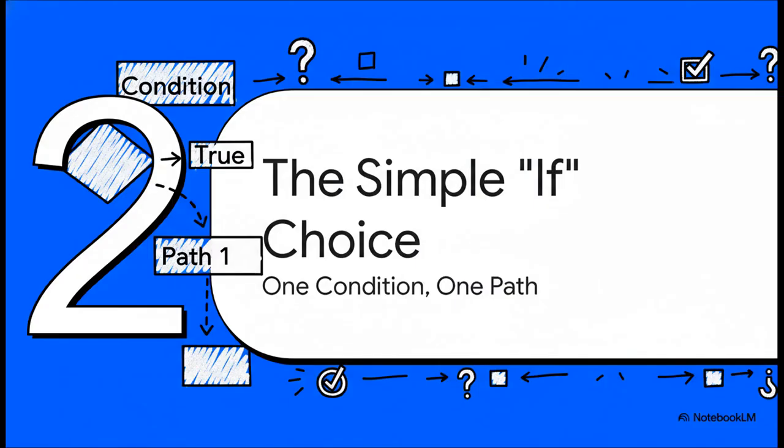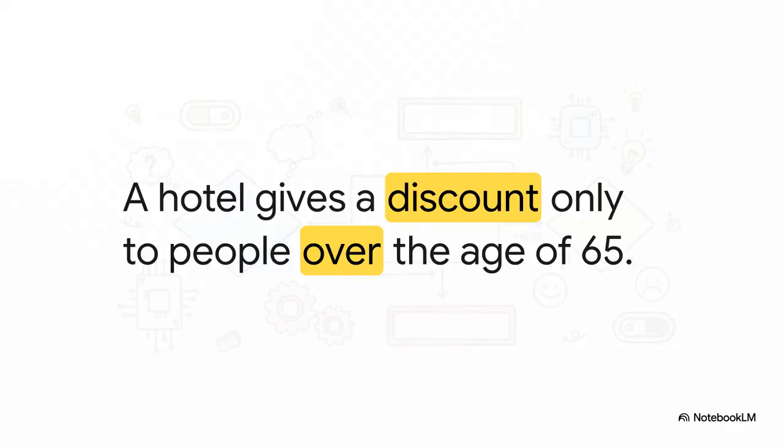Let's start with the most basic kind of decision a computer can make. This is the simple if statement. All it does is check one single condition, and if and only if it's true, it follows one specific path. Here's a perfect everyday example. Imagine a hotel booking website. It needs to figure out if it should give you a senior discount. The only thing it cares about, the one condition it's checking, is your age.